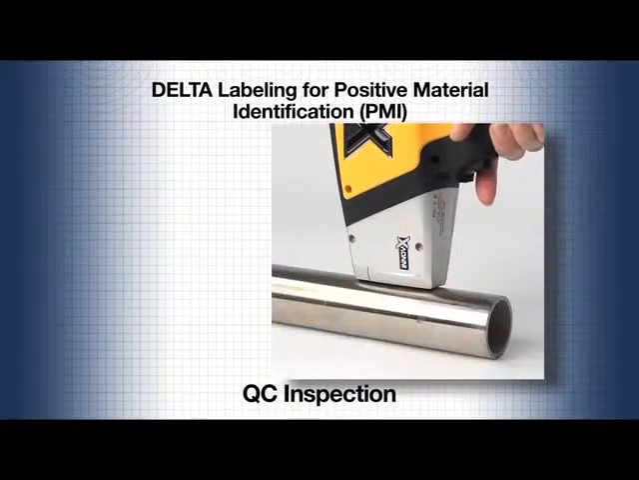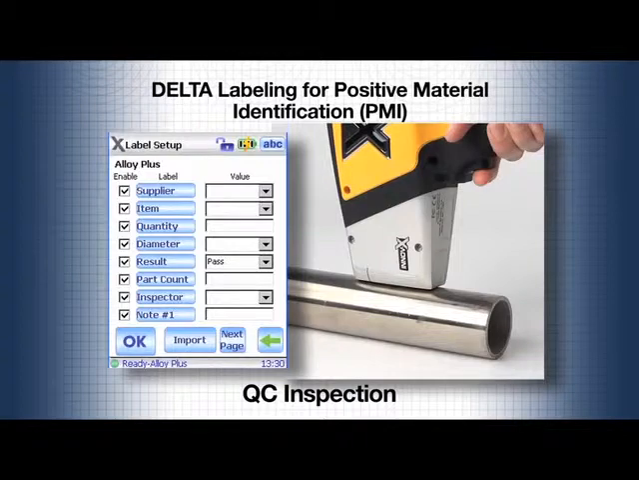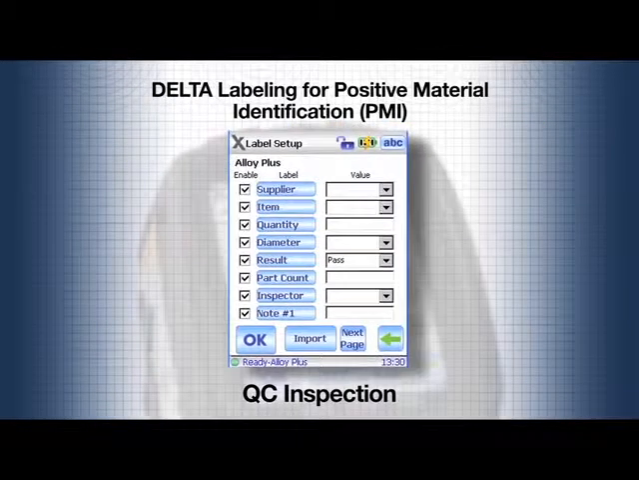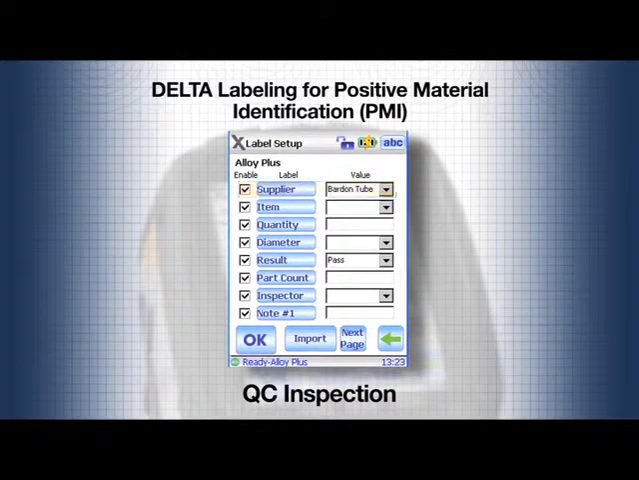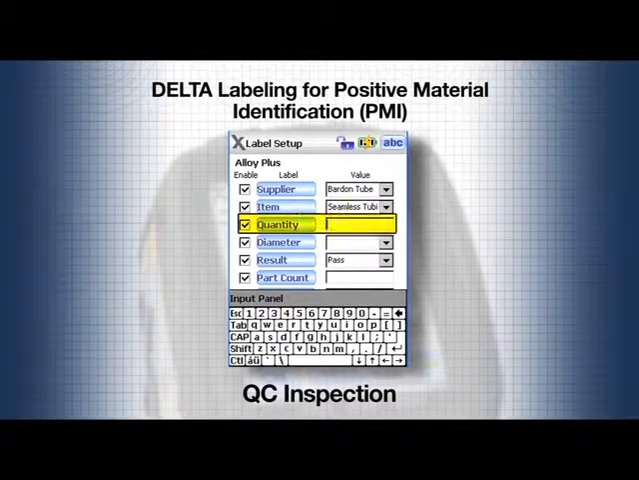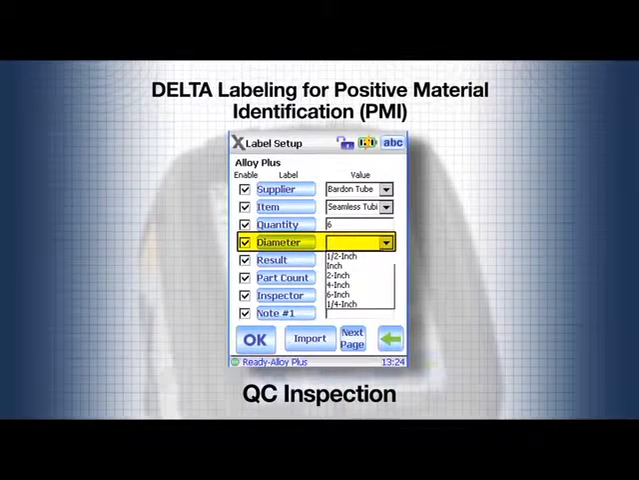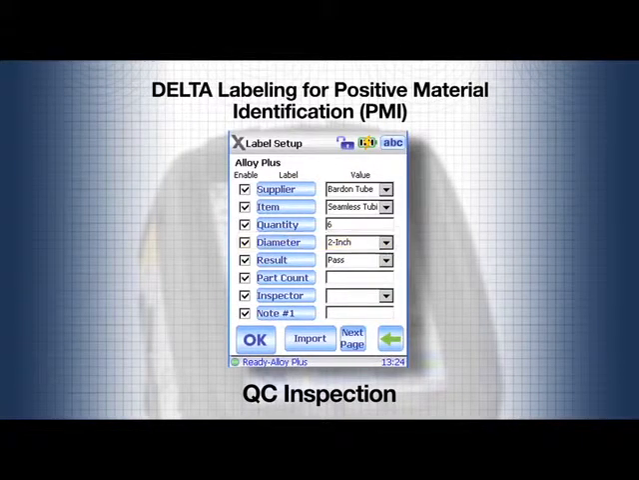From the test window, pull the trigger and the label setup window opens. Select all the options needed for this test, including the supplier of the item being tested, the type of item being tested, the number of items being tested, the diameter of the items being tested, and finally, who is performing the testing.